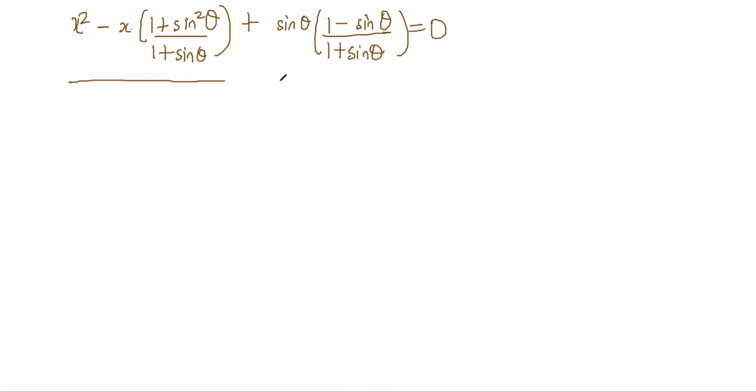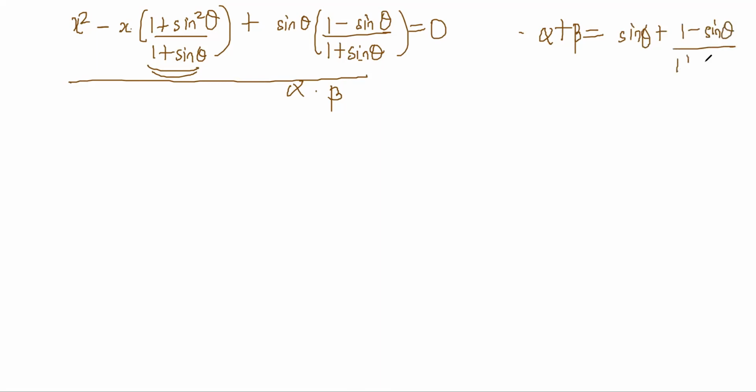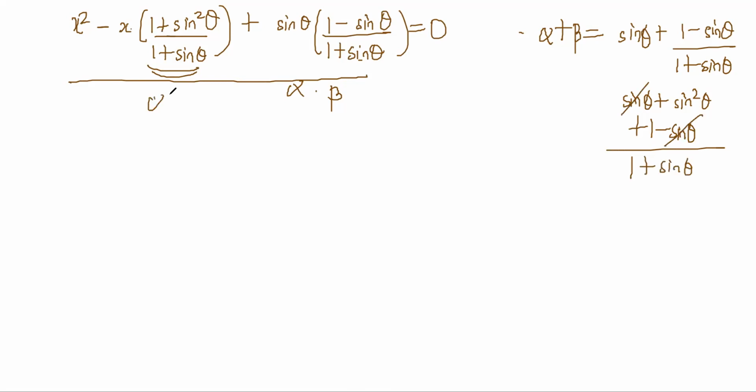Now this is my quadratic, and if these are alpha and beta, let's check if alpha plus beta matches. Alpha plus beta is equal to sine theta plus 1 minus sine theta by 1 plus sine theta. So this becomes sine theta plus sine square theta plus 1 minus sine theta by 1 plus sine theta, which perfectly matches this. So alpha and beta could be just sine theta and 1 minus sine theta by 1 plus sine theta.